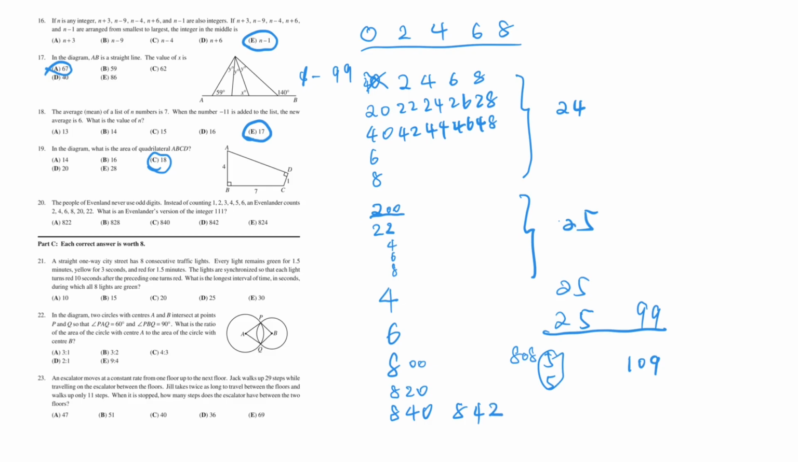842, that's 111. So the number 111 counted in Evenland is 842. So the answer is D.